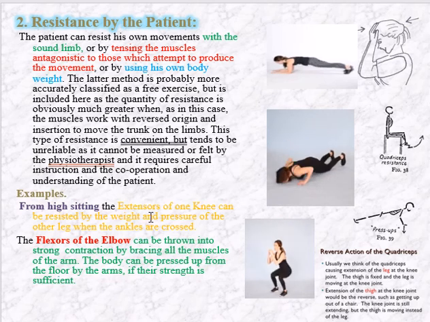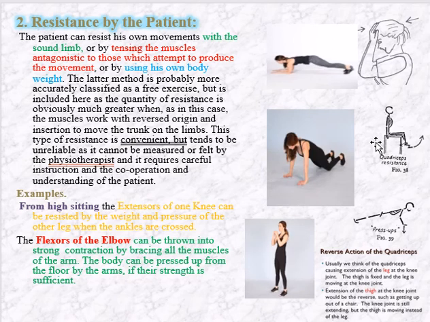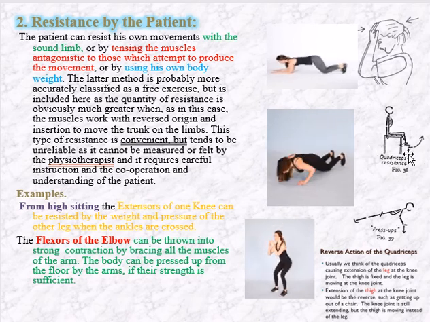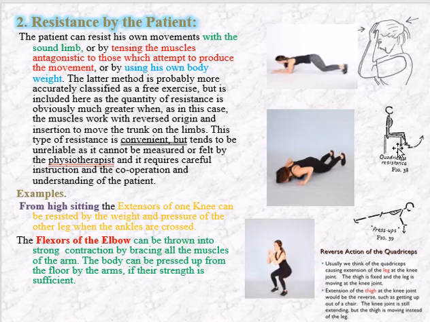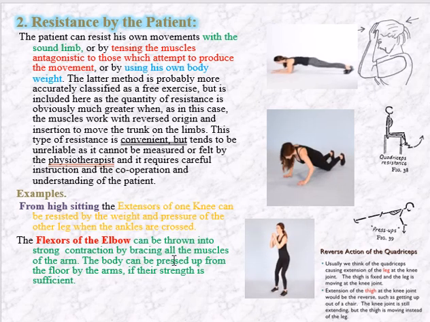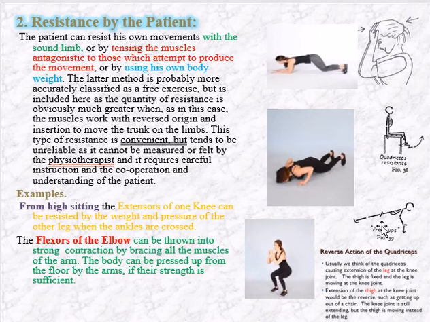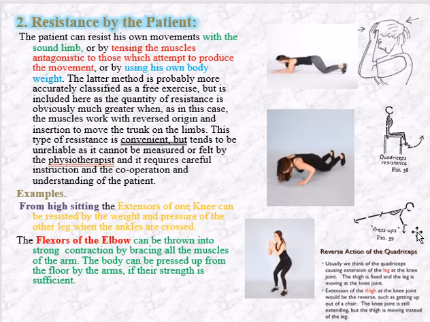Example: from high sitting, the extensors of the knee can be resisted by the weight and pressure of the other leg when the ankles are crossed. Similarly, flexors of the elbow can be thrown into strong contraction by bracing all the muscles of the arm. The body can be pressed up from the floor by the arms if their strength is sufficient.